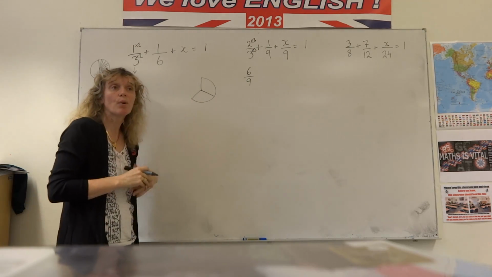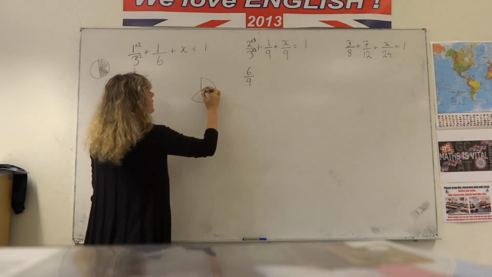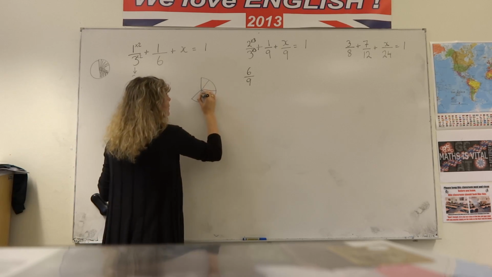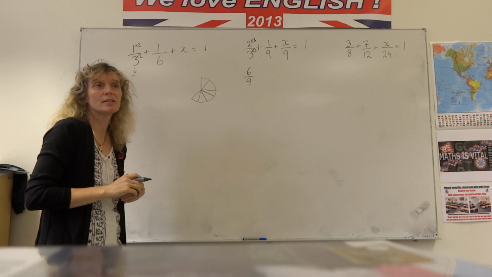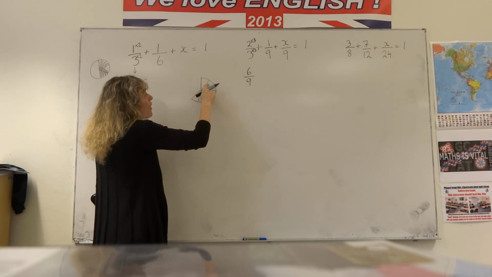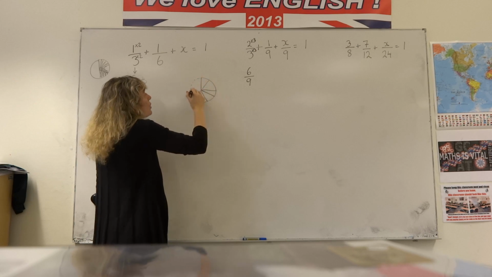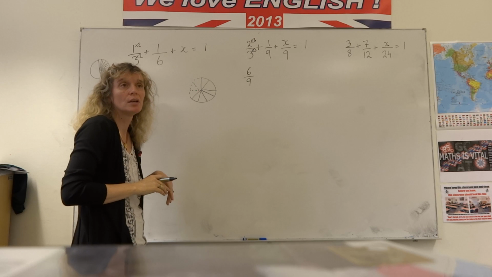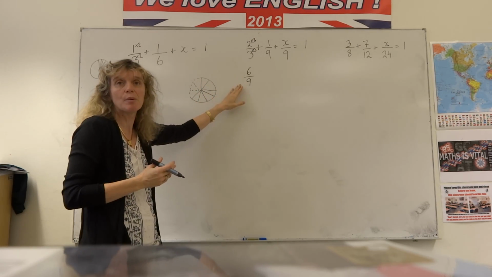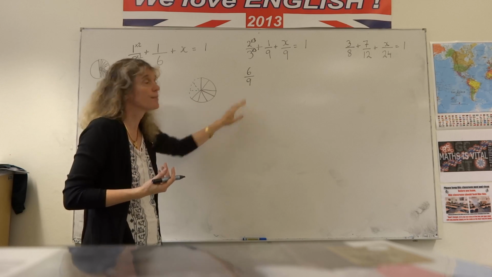If I instead wanted to split this pizza up into ninths, I could do that by splitting each of these into 3 pieces of pizza. I now have how many ninths? I have 1, 2, 3, 4, 5, 6. These ones we're not using. But I could have split that third up into ninths as well. So 2/3 is equivalent to, it's the same amount of pizza as 6 ninths.